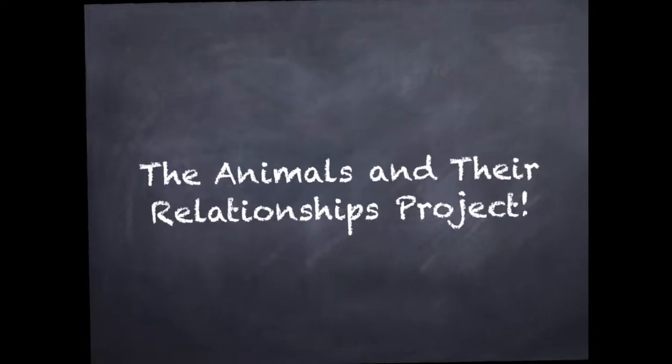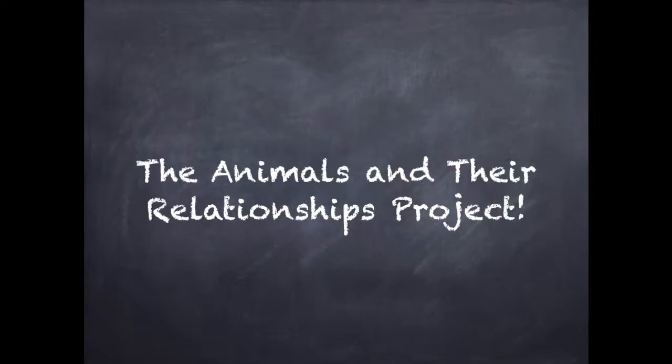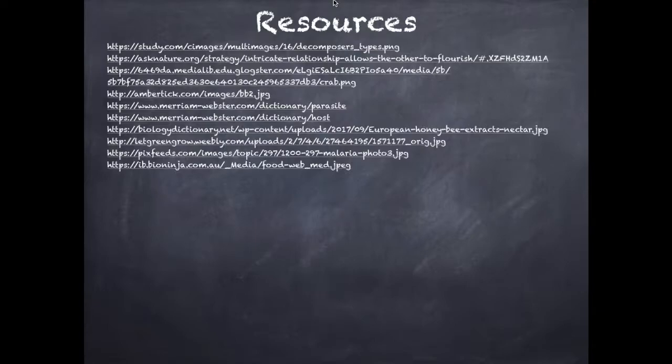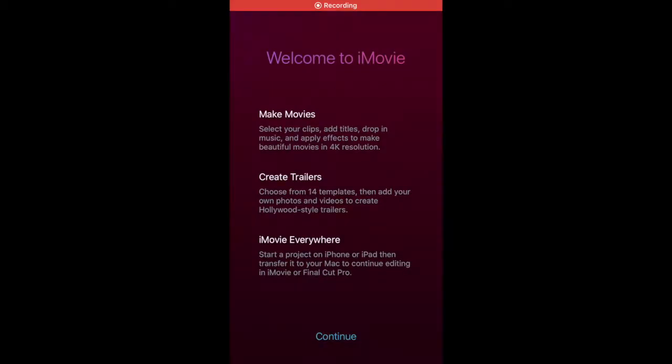Now, we get to talk about the animals and their relationships project. Yay! Now, the rubric for this project and all the requirements are on Canvas, and that's where you'll go and figure out how to do it. But you'll need to know where to make your project, and that is iMovie. So I've included a tutorial at the end of this lesson for you to use to be able to make your project if you're not familiar with iMovie already.